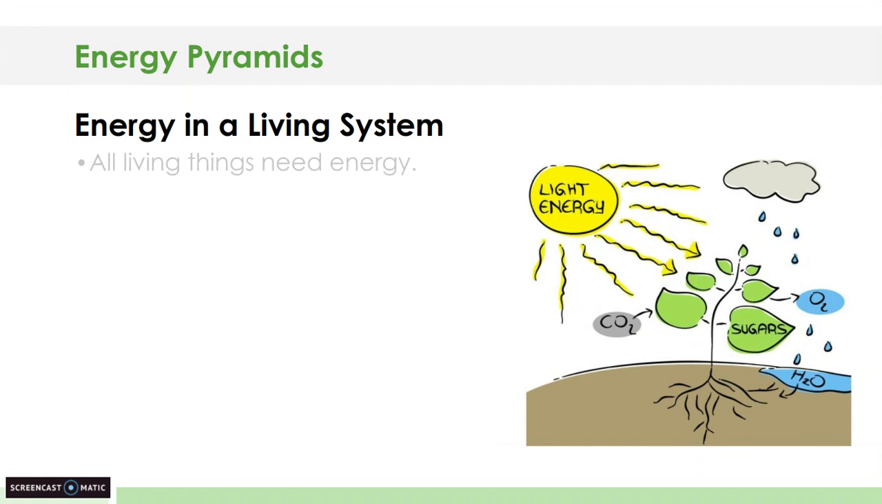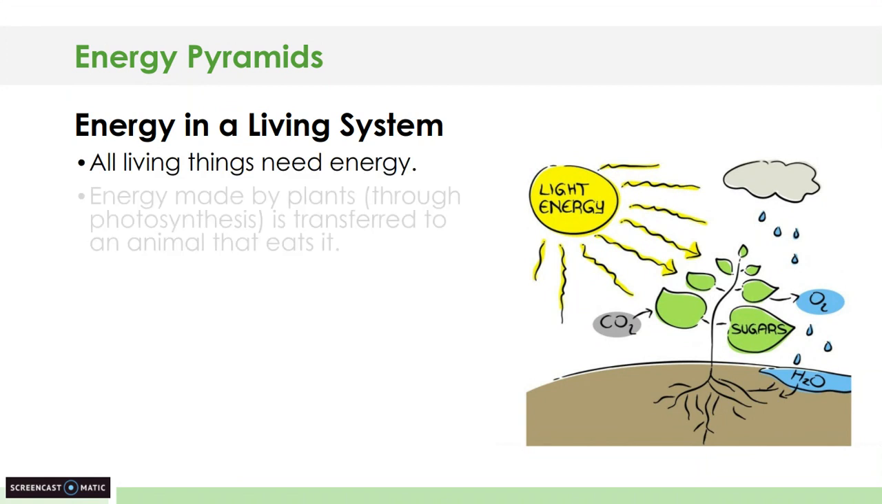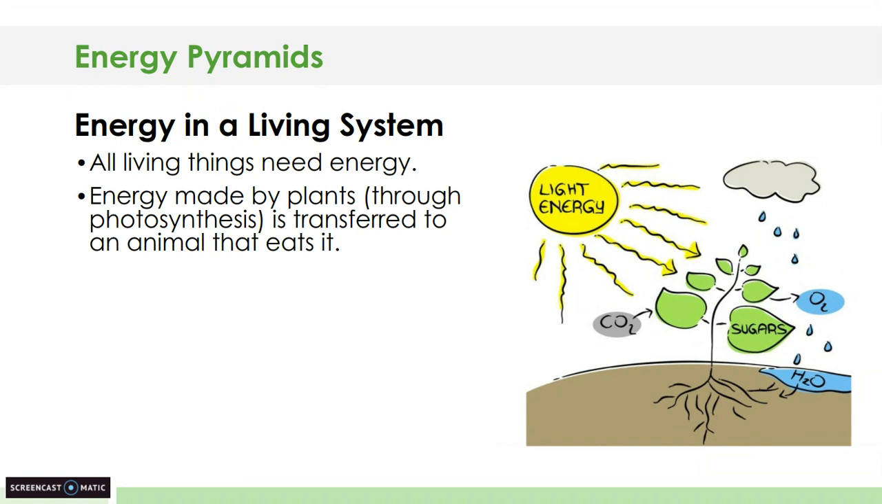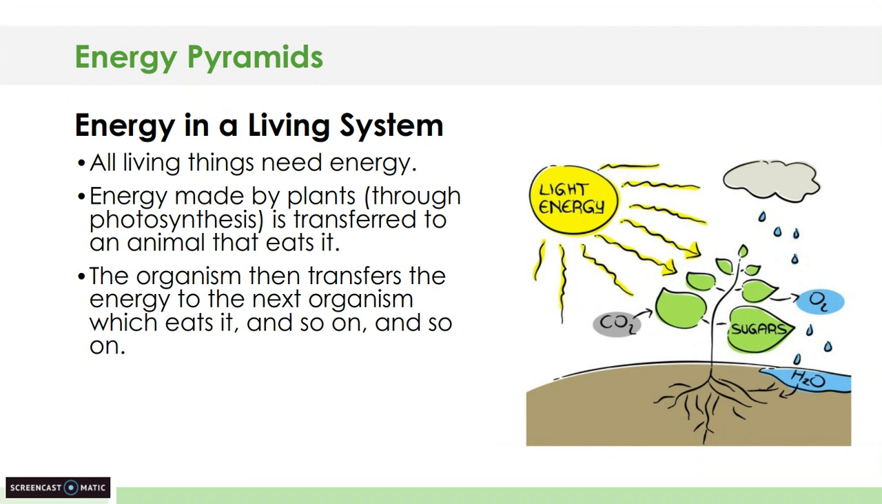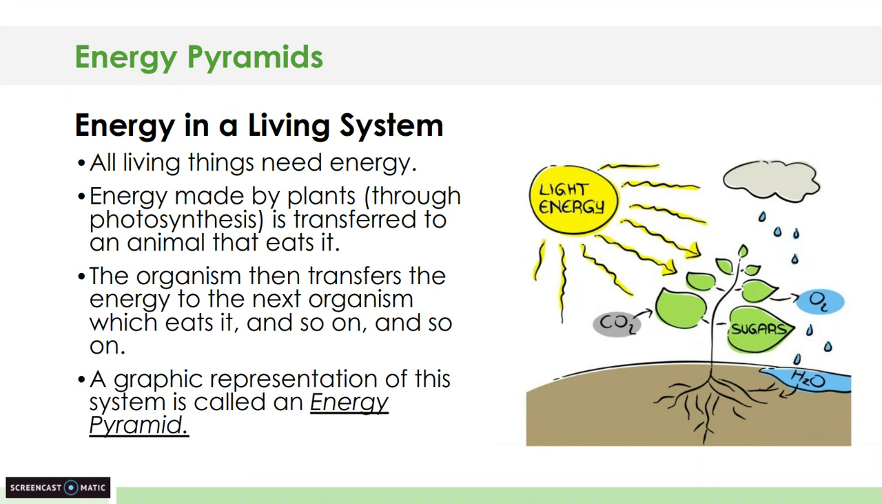So energy in a living system. All living things need energy. Energy made by plants through photosynthesis is transferred to an animal that eats it. All right, so we've been familiar with photosynthesis. We've also talked about cellular respiration. Now we're going to bring this full circle and show how energy from plants and animals is transferred to other plants and animals. The organism then transfers that energy to the next organism, which eats it, and so on and so on. And then the graphic that we use to represent this, like I said before, is called an energy pyramid.